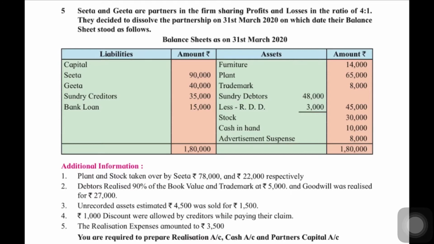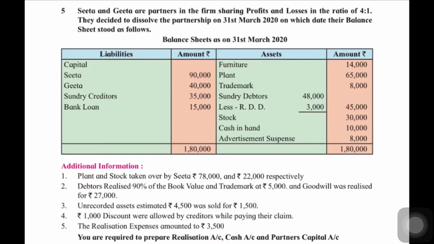Capital Sita Geeta, creditors, bank loan. These creditors and bank loan are outstanding outside liabilities, so they will go in realization account, credit side, and capital Sita Geeta will go to capital account by balance brought down. Furniture, plant, trademark, sundry debtors, stock, all these things will go to your realization account debit side, and RDD will go to realization account credit side. Cash in hand, it will go in cash account to balance brought down.